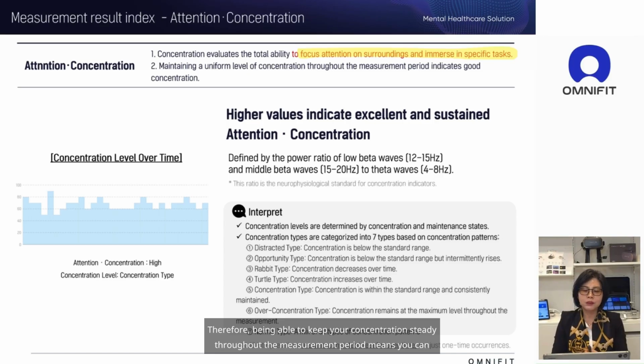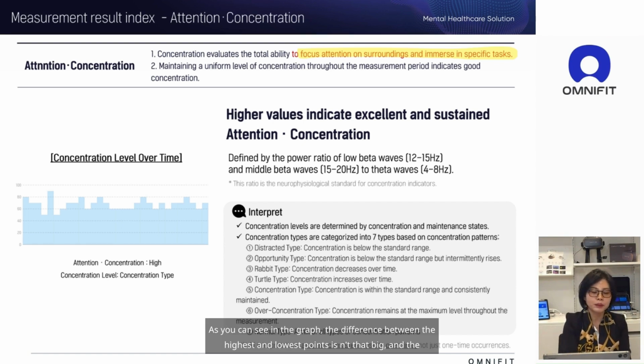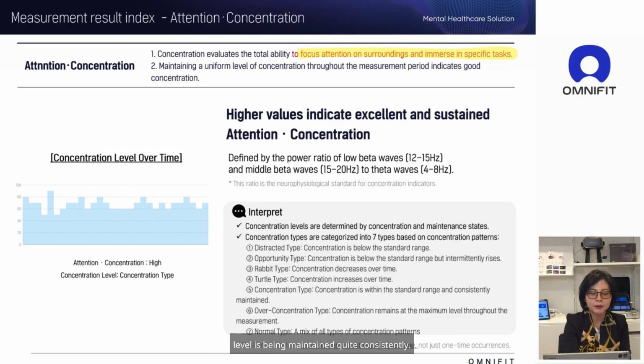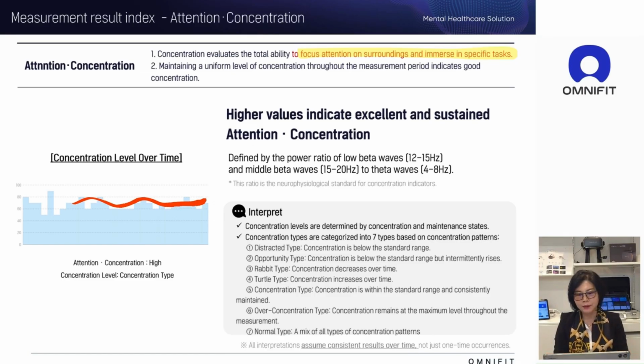Therefore, being able to keep your concentration steady throughout the measurement period means you can maintain a sustained attention state. As you can see in the graph, the difference between the highest and lowest points isn't that big, and the level is being maintained quite consistently. In cases like this, it means that your sustained concentration is in a good state.